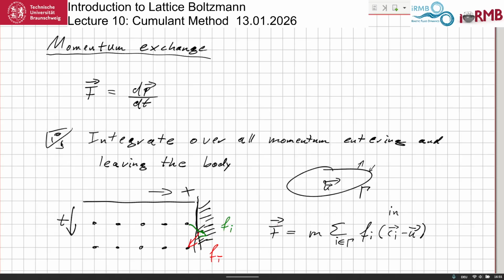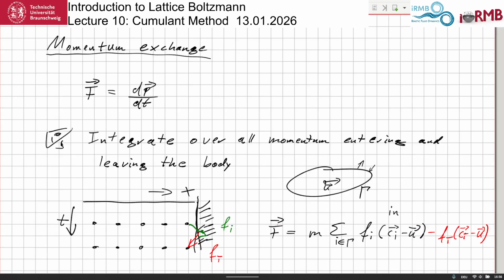So let's write the other one in red, because there's also the thing that is going out, and this we have to subtract. So there's this F_minus_i in the other direction, with c_minus_i minus u. And now you see, we will have a population that leaves the fluid and goes into the body, and then what is entering it.